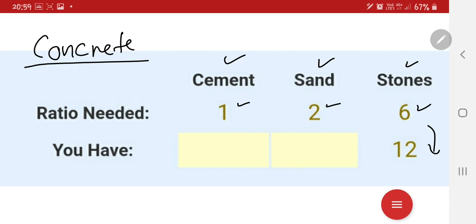Since we are talking about proportion, 6 to 12 is actually double, so you times 2. Since the stone is double, everything else should be doubled up. So 1 times 2 is 2, and 2 times 2 is 4. So this is the ratio that is proportional to the first ratio up here. Now this is the example of concrete.